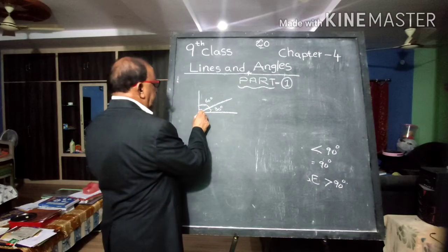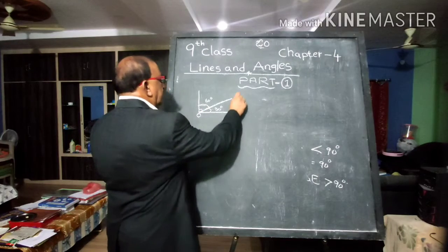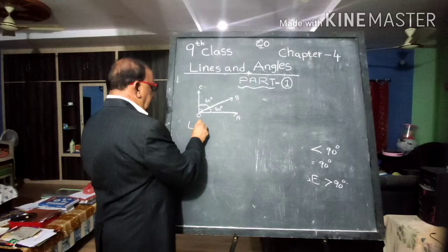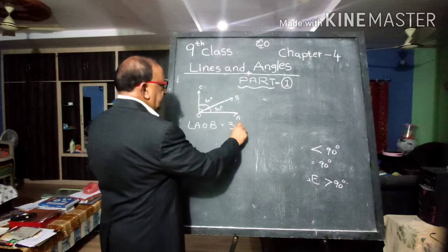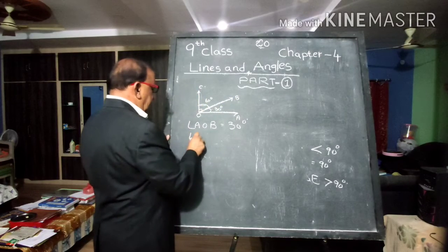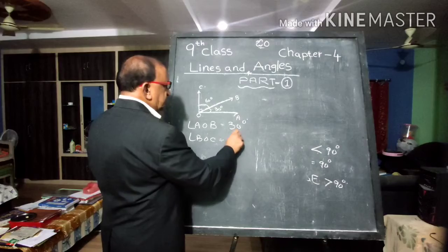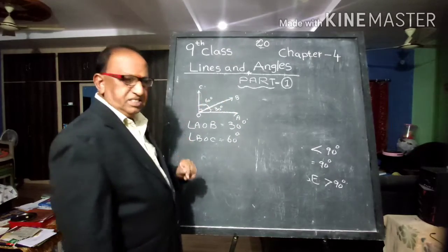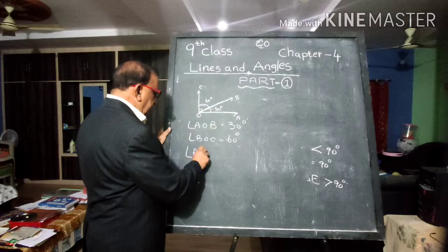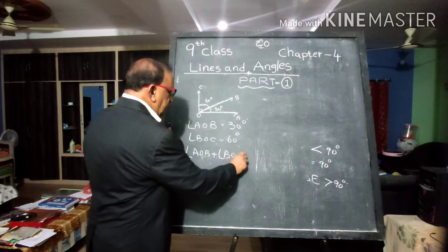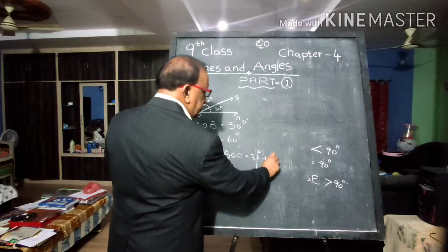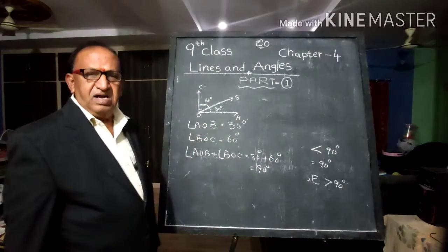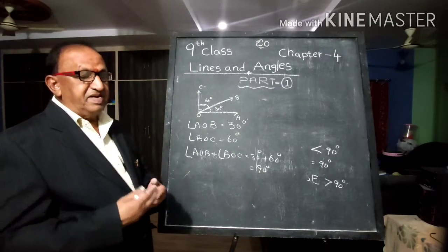Let us say the point of intersection is O, this is A, this is B, and this is C. Now, you can say angle AOB is equal to 30 degrees. Similarly, angle BOC is equal to 60 degrees. Correct? Let us see what happens. Angle AOB plus angle BOC is equal to 30 degrees plus 60 degrees. So it is equal to 90 degrees. Therefore, these two angles are called complementary angles. One is complementary to the other.